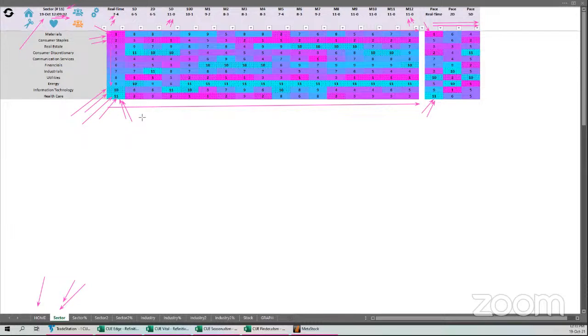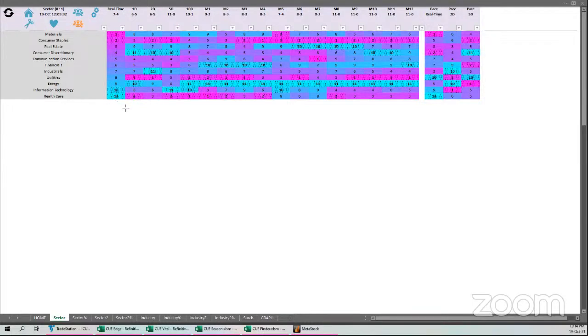So that is how the scorecard is organized: 1 month to 1 day, and then real time, that is scorecard, and then the acceleration over real time, 2 day, 5 day. That is the sector scorecard.